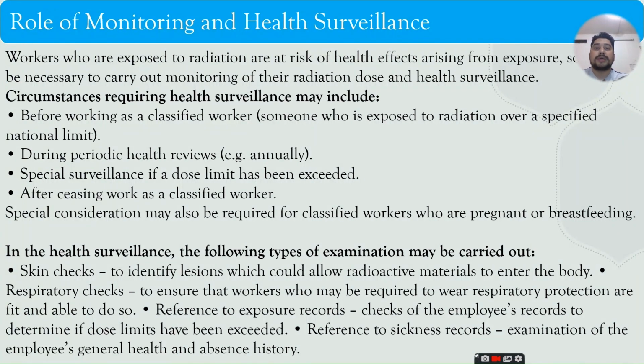In the health surveillance, the following types of examination may be carried out. When we are conducting the health surveillance, these are the steps you need to take. Skin checks. Why do we need to do the skin checks? To identify lesions which could allow radioactive materials to enter the body. Respiratory checks to ensure that workers who may be required to wear respiratory protection are fit and able to do so. Reference to exposure records, to check the employee's records to determine if limits have been exceeded or not. Reference to sickness records, examination of the employee's general health and absence history. That also needs to be checked before you allow your employees to work in radiation areas.